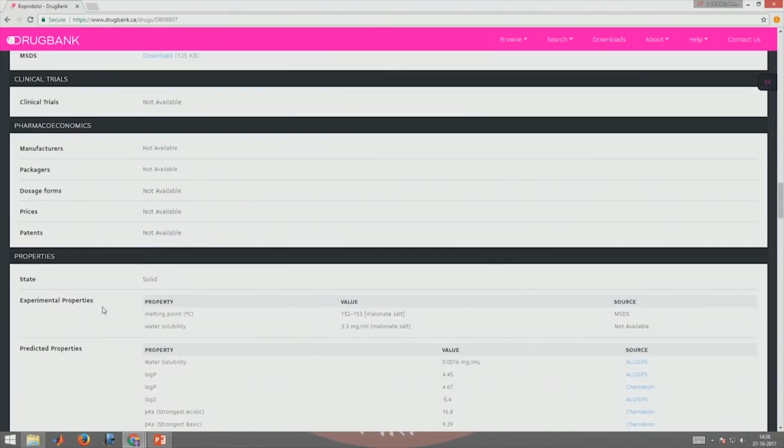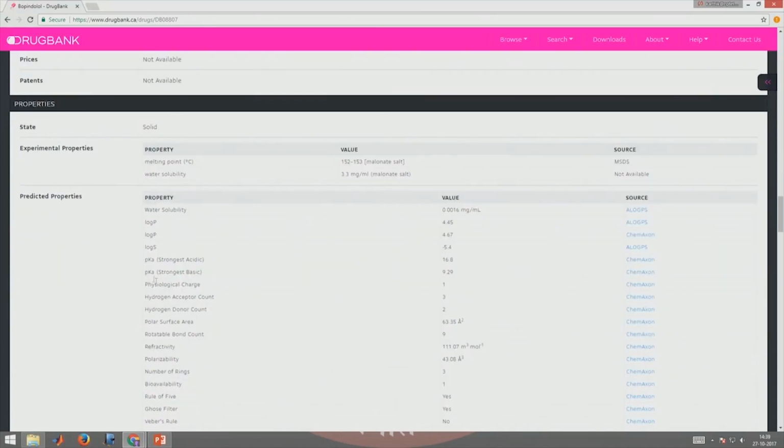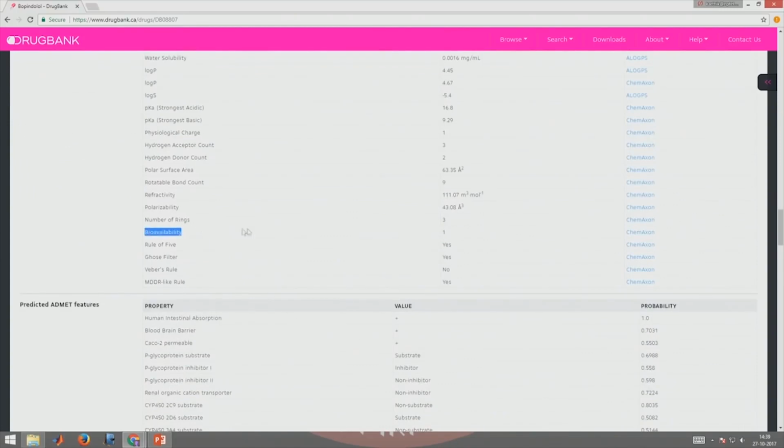Then clinical trial details, then some experimental properties, melting point, water solubility, and then these are predicted properties. These are experimental, these are predicted properties, solubility, pKa, that is dissociation, acidic, and so on. Okay, a lot of information is being given, number of rings. Bioavailability is a very important parameter. It tells you when I take a drug orally, how much is actually available at the target site. And so on. So, it gives a lot of information.